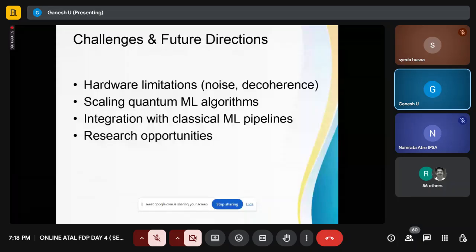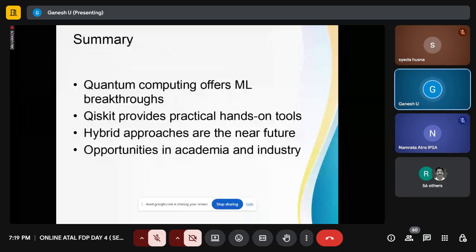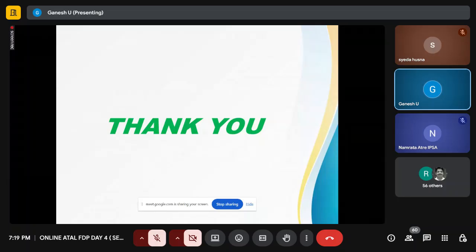A summary: mainly, quantum computing offers machine learning breakthroughs. Qiskit provides practical hands-on tools. Hybrid approaches are the near future. Opportunities in academia and industry. This is about today's session.